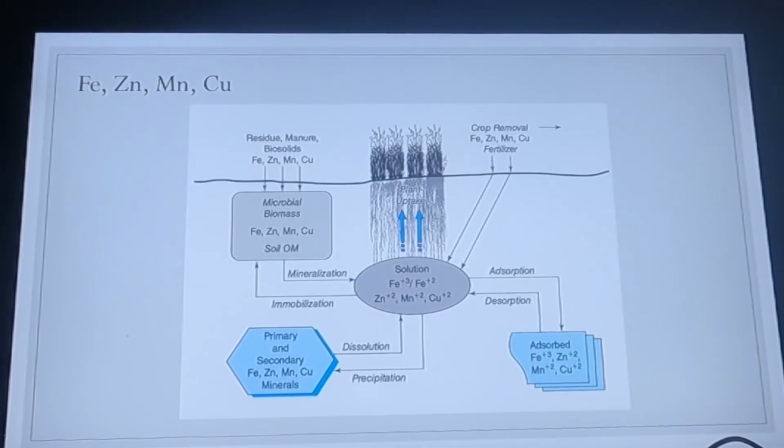Again, another look at this, these micronutrients. Much like potassium, it's mostly in primary and secondary minerals, and the plant is going to take those up in very small amounts. We do have some mineralization and immobilization because the microbes are also needing these micronutrients to perform their cellular functions and metabolic functions. Just not as much as, let's say, nitrogen.